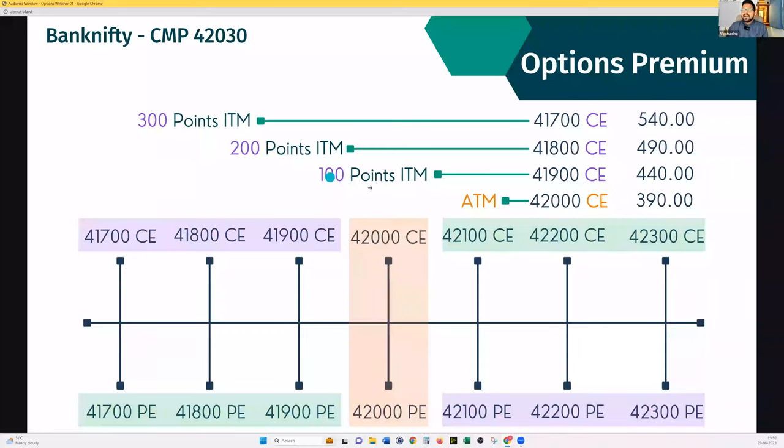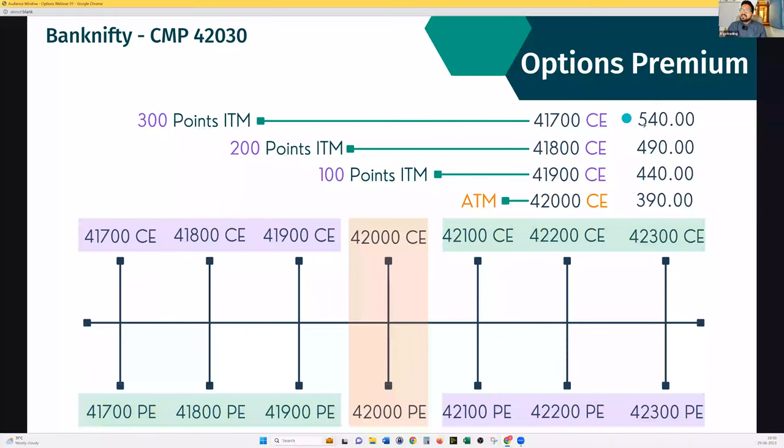The 41,900 call option is 100 points in the money, because currently the market is trading at 42,000, right? So 41,800 should be 200 points in the money. And 41,700 means it is 300 points in the money. So already the market has traveled 300 points from this particular strike, and this strike price is 300 points in the money. So the premium of this particular strike price should be 300 only.